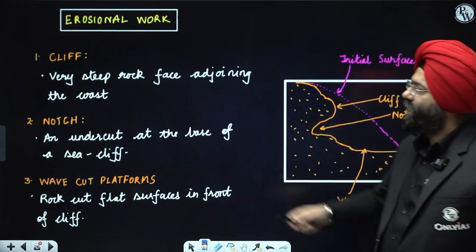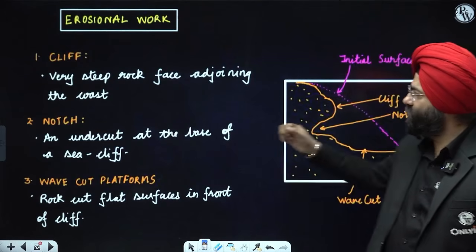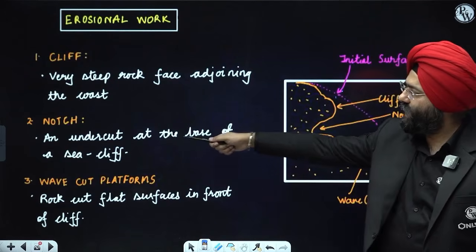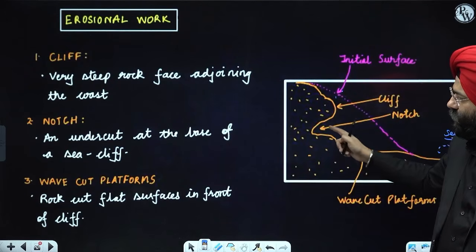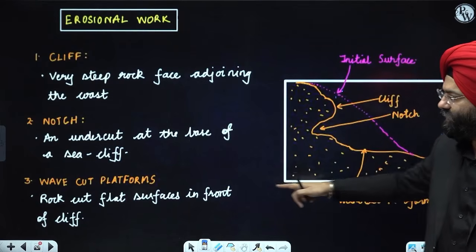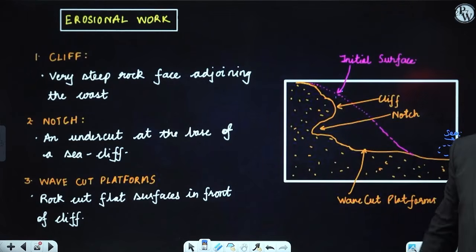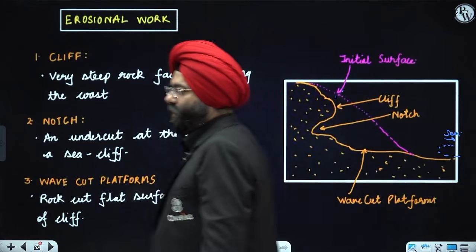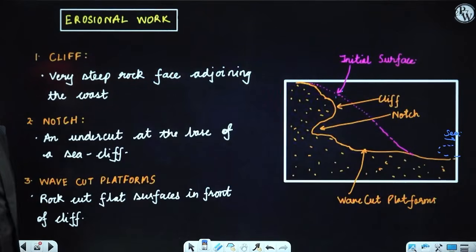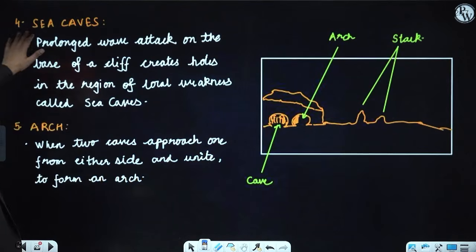So if we see a very steep rocky face adjoining the coast, this is the cliff. An undercut at the base of the sea cliff is a notch, and the rock cut surface in front of the cliff is a wave platform. This is done by the erosional work of the waves. So this is a small diagram that you should be very well aware of. Okay, let's move ahead. Sea caves.